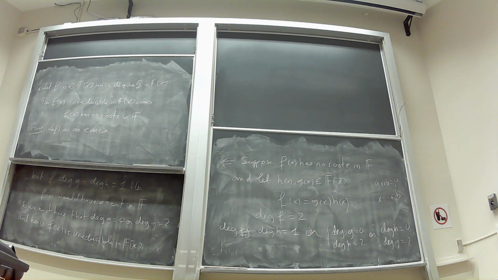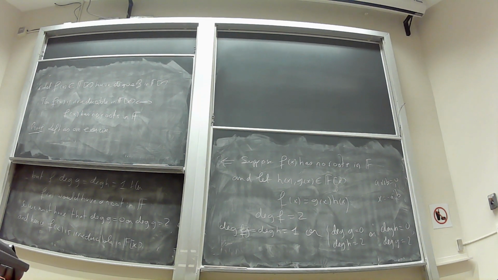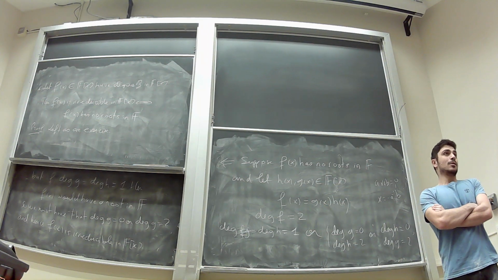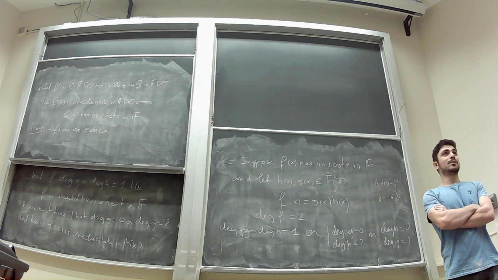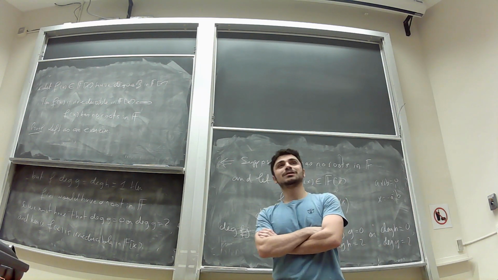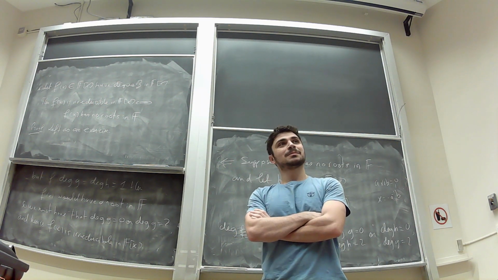Does it work for n greater than 2? Let's see. If n is 4, does the same argument work? So suppose f has no roots, and you write f is g times h. What are the possible combinations? 2 and 2. Exactly. So it doesn't work. It works only for degree 2 and degree 3. Okay?